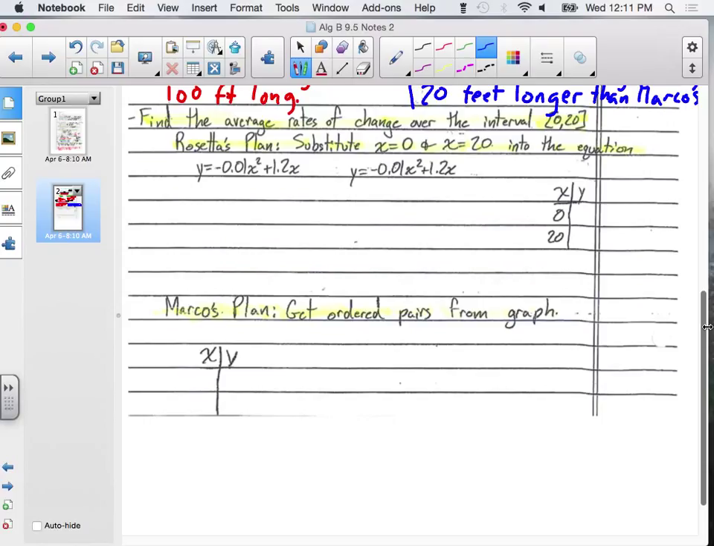When we find rate of change over intervals, all we're going to do is substitute our first number, 0, and our second number, 20, into an equation that we're given. So we're going to have two separate ones. 0 squared plus 1.2 times 0. Then we have our second one.